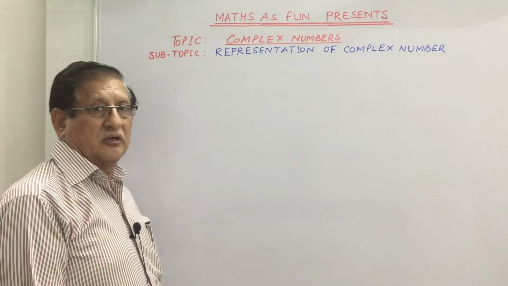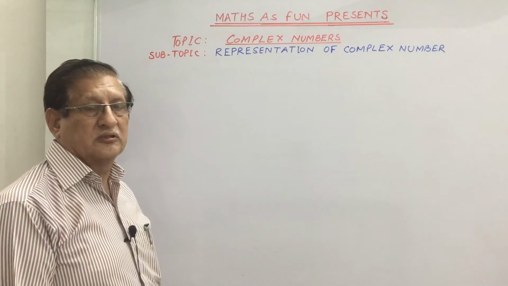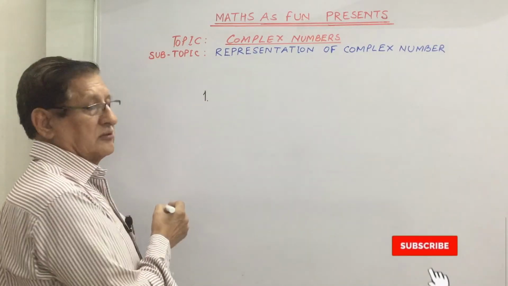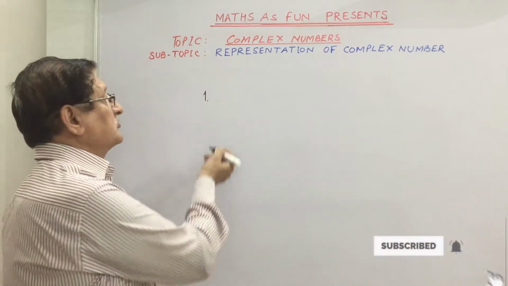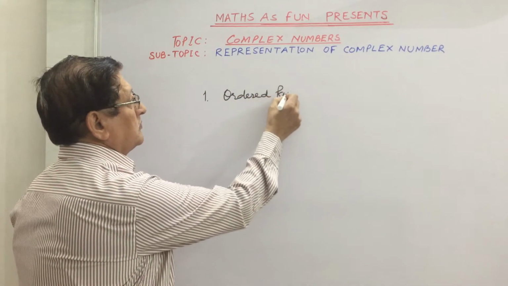Hello everyone. In this video, we will learn about representation of complex number. A complex number can be generally represented in four different forms. Number one of them is ordered pair form.